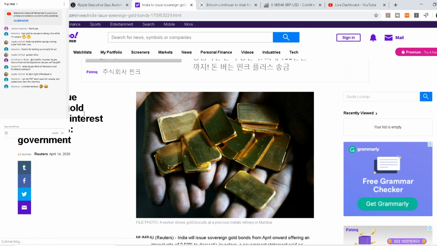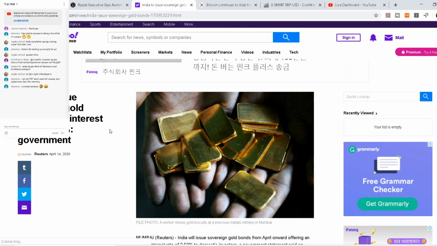So India is to issue sovereign gold bonds with an interest rate of 2.5%. Now, being an Indian, 2.5% doesn't look cool to me, because usually our interest rate is much higher. If you put money in your bank, we used to get 7%, 8%, 10% previously, but now it's reducing. We are not getting much in terms of interest rate. Now it's coming down year by year.